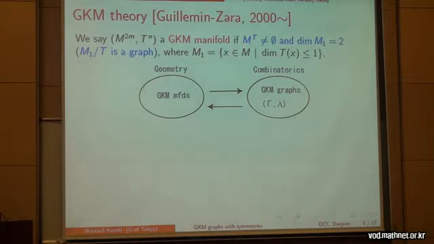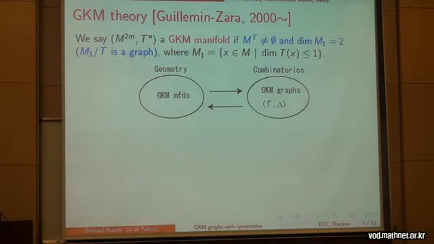That is to say, there are fixed points, and the dimension of M sub 1 is equal to 2. This M sub 1 is called the one skeleton of the manifold. The one skeleton means the set of elements whose orbit dimension is less than or equal to 1. Such a set has dimension 2, then we call it a GKM manifold. In other words, this is the same as the condition that M1 over T has the structure of a graph.